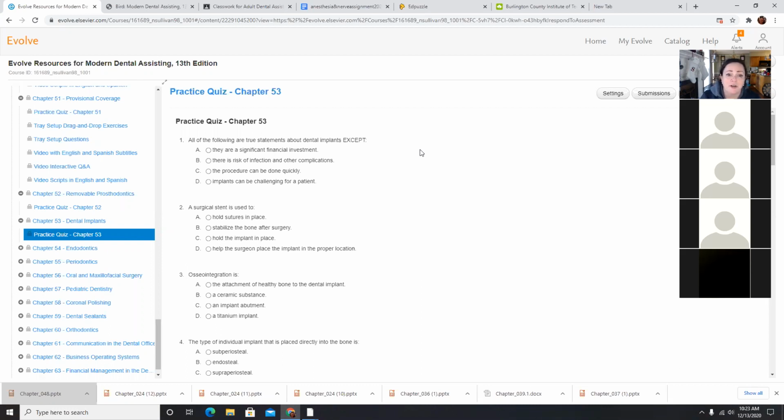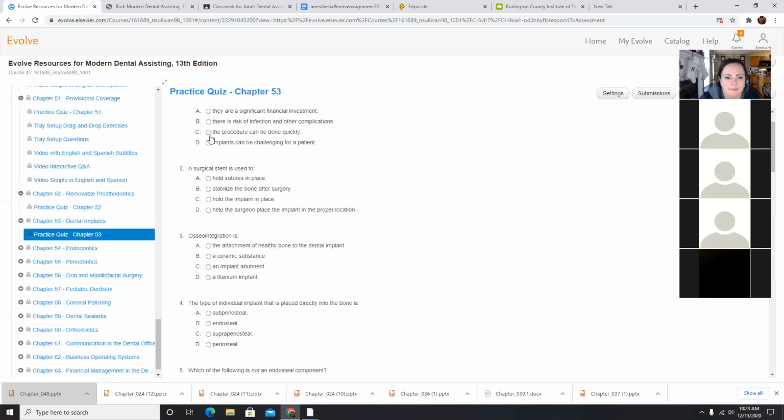The procedure can be done quickly. No, this is no. Probably not. And implants can be challenging for a patient. True. There are some challenges I think that patients run into with implants. So which of these statements is the false one? Done quickly. Yeah, I would agree. All right. A surgical stent is used to what? Let's talk about what is a surgical stent.